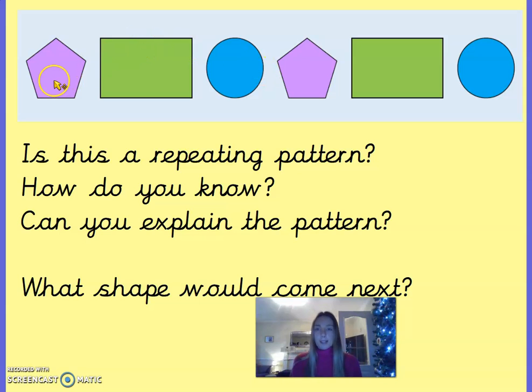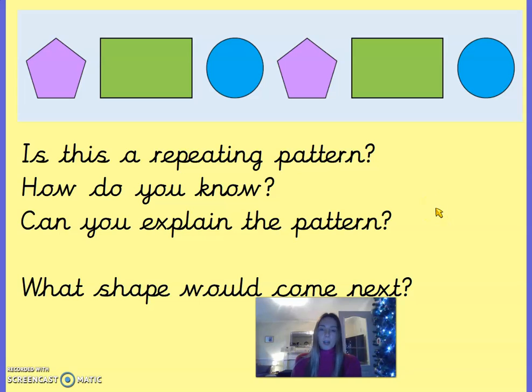So I've got a pentagon, rectangle, circle. That's my pattern, and it's then repeated again for a second time. Pentagon, rectangle, circle. So it is a repeating pattern because they're in a certain order, and it's repeated again in the same order. It's really important that when we're looking at repeating patterns, it's in exactly the same order.